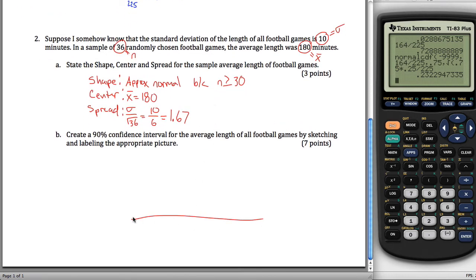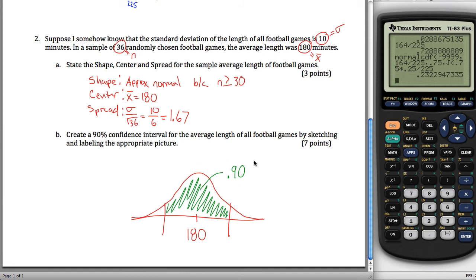Create a 90% confidence interval. Fine. Try this again. Okay, here is my approximately normal distribution. Here is the center of it, which I said above should be 180. And what I want to do is create a 90% confidence interval. So I want to pick points, one over here and one over here, so that this shaded region in here is 90%. This value right here is 0.90.